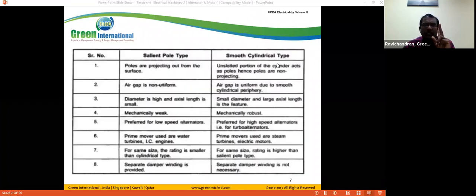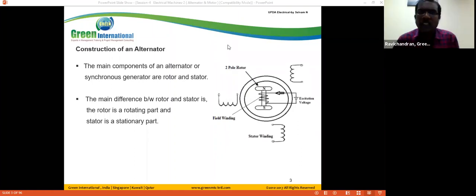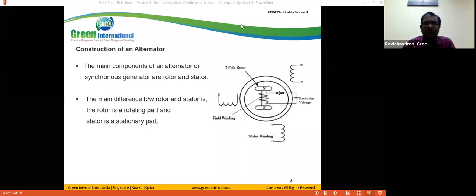So now we come to the construction. We need a conductor as well as a magnetic field. The magnetic field is produced through the field winding, and the conductor we call the armature winding. Let's see. The circular part we call the stator. In the stator we have windings, and the inner portion we call the rotor. In the rotor we wind the windings.